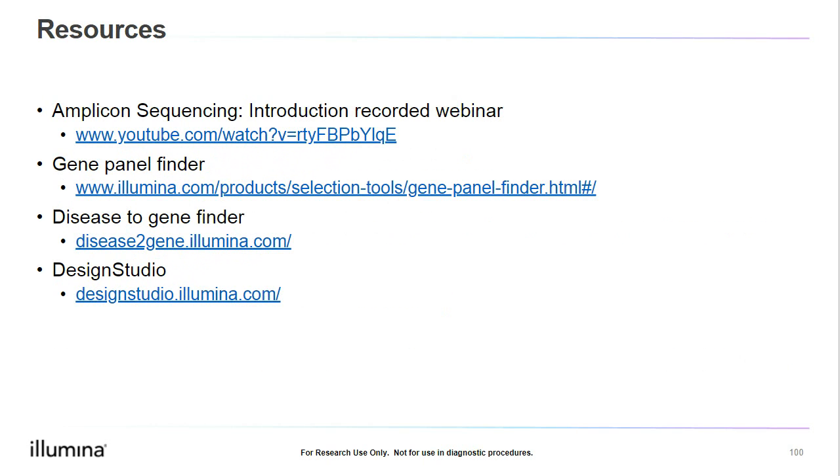I referenced this before, though if you would like more information regarding the library prep and sequencing of amplicon libraries, I highly recommend reviewing the recorded webinar, Amplicon Sequencing Introduction. The Gene Panel Finder and Disease to Gene Finder are helpful tools to identify the most appropriate panel for your upcoming project based on the genes you would like to sequence. And Design Studio is our tool for creating custom sequencing panels.